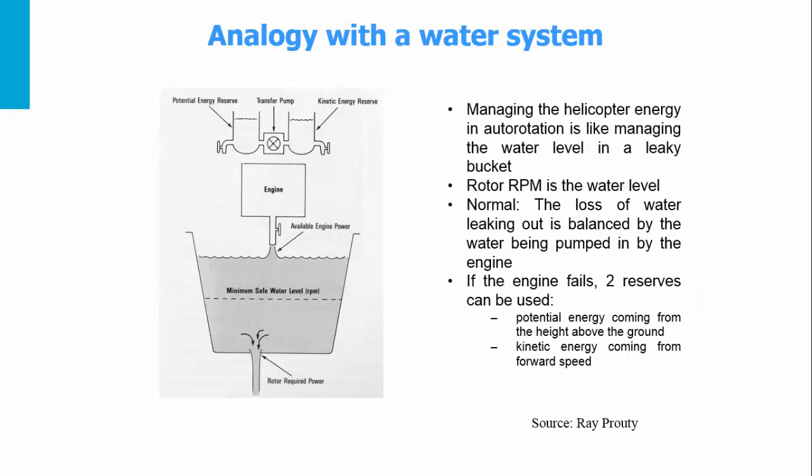The analogy can be made between autorotation and a water system. For example, if you consider the rotor RPM as the water level, in a normal situation the loss of water leaking out will be balanced by the water pumped in by the engine. If the engine fails, two reserves can be used: potential energy coming from the height above the ground, and the kinetic energy coming from the forward speed.